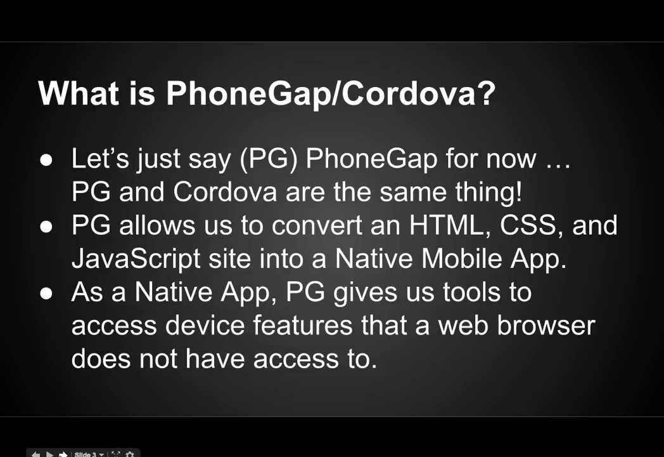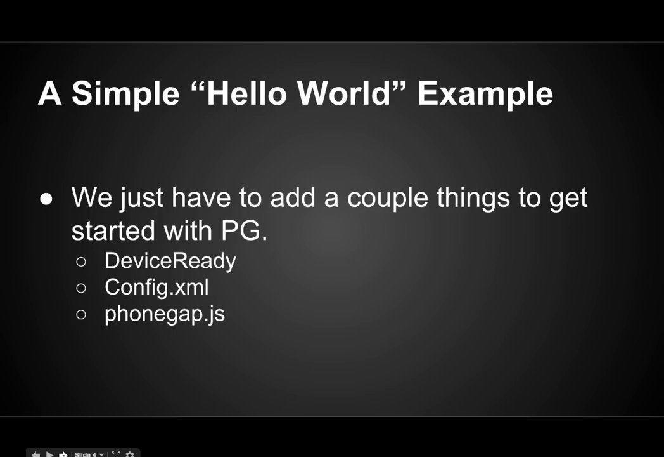So once you get an HTML site built, like we were doing last week, we can just do a few things to it and send it to Phonegap, and it will package it up into a native mobile app. And the reason we want it as a native app is that Phonegap gives us tools to access different device features that a web browser does not have access to, like the battery status, the contact database, the compass, GPS, things like that. So let's do a simple Hello World example.